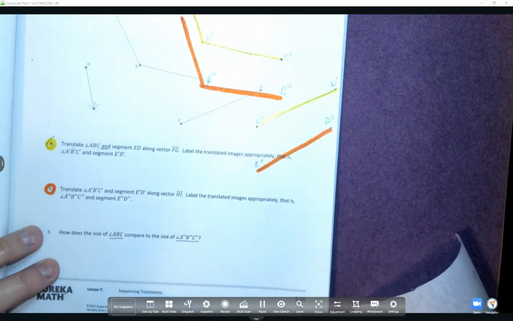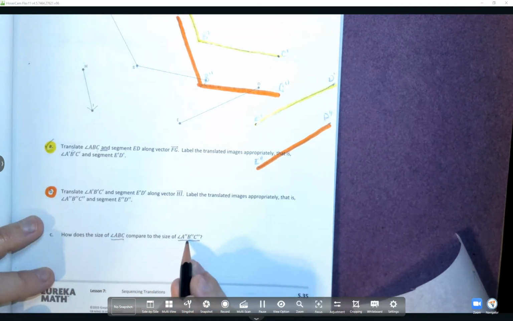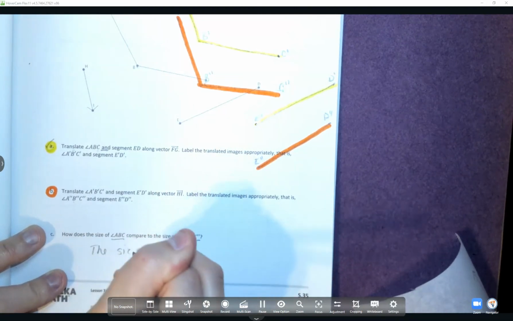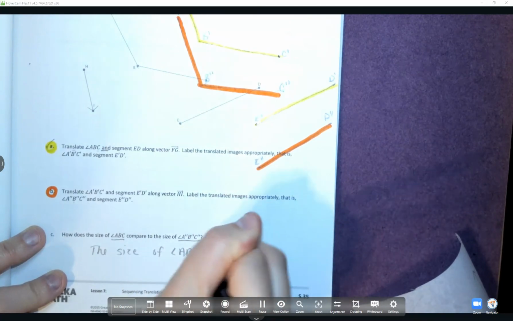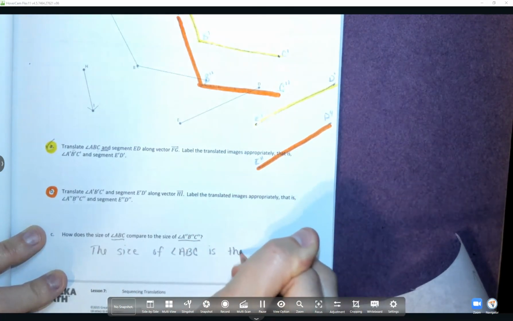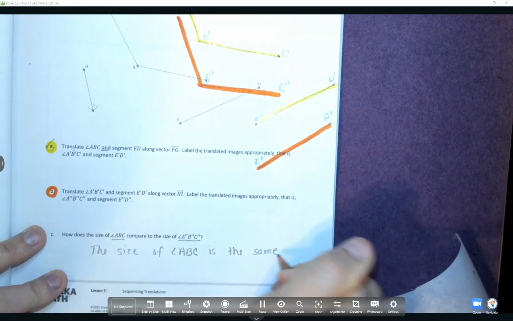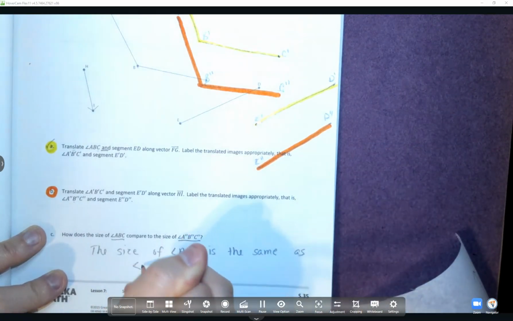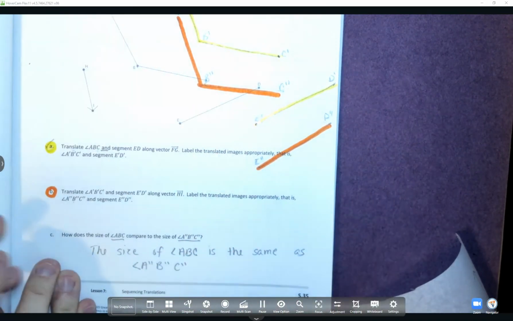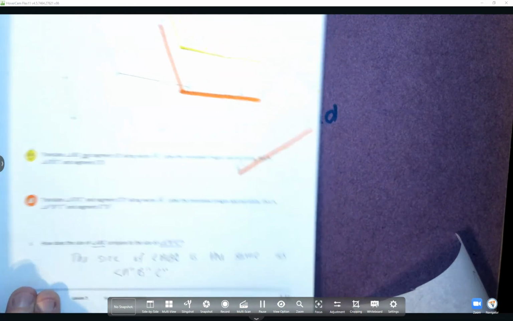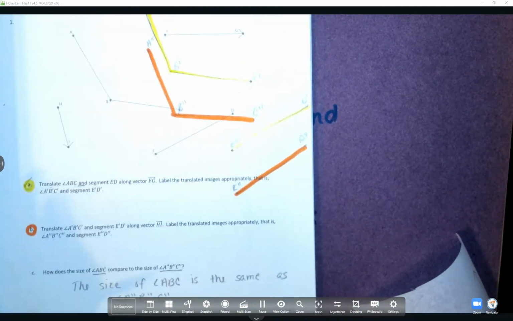So because, of course, we always want to write in complete sentences, how does the size of angle ABC compare to the size of angle A prime prime, B prime prime, C prime prime? I'm writing quick so it's going to be messy. The size of angle ABC is the same as angle A prime prime, B prime prime, C prime prime. So that's that. That's lesson 7, sequencing translations.